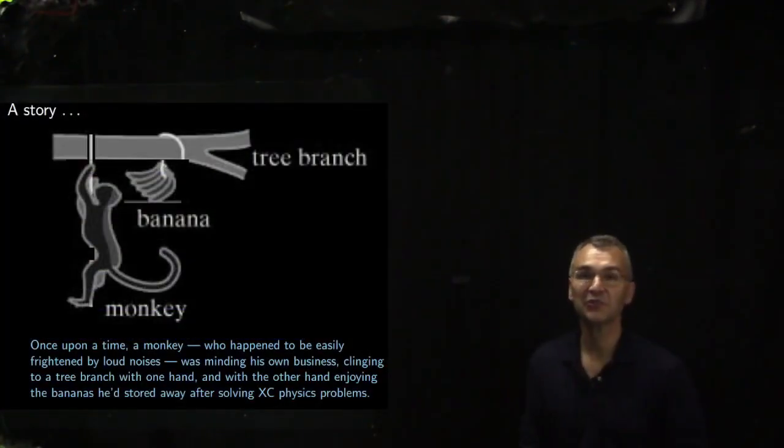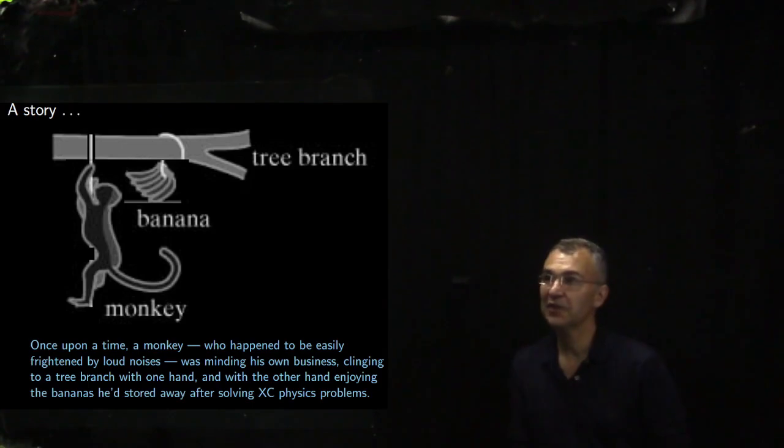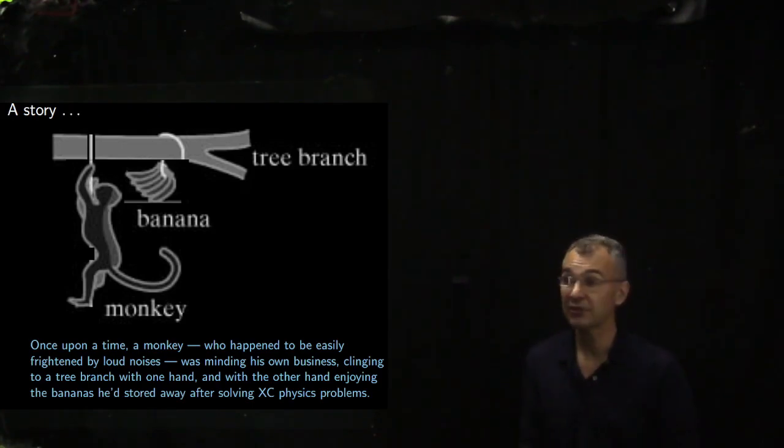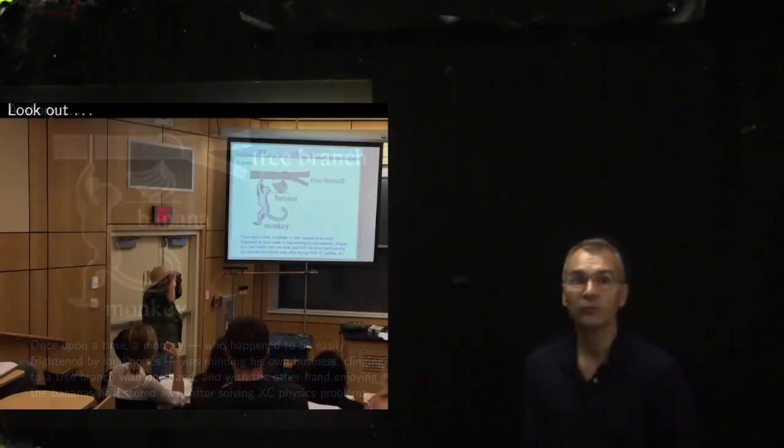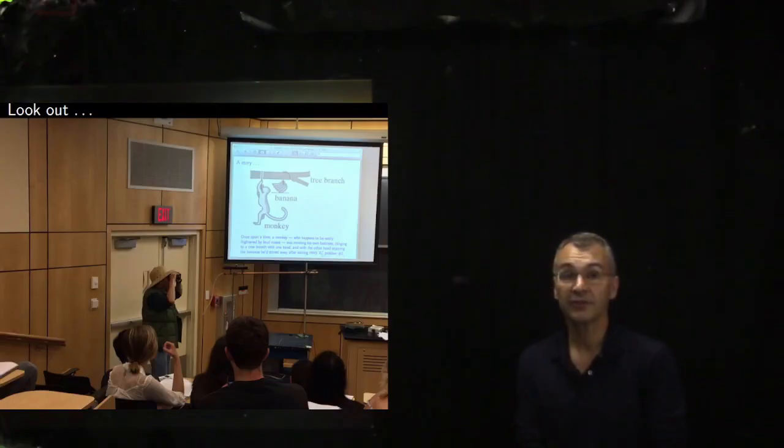Okay, it's time now to tell a story that appears in every introductory physics course, which is there is a monkey who just happened to be easily frightened by loud noises, and the monkey is minding his own business, clinging to a tree branch with one hand, and with the other hand, the monkey is enjoying some bananas he stored away. And then while the monkey is minding his own business, off in the distance comes an ecologist wearing a safari hat, and the ecologist doesn't want to hurt the monkey. The ecologist wants to collect a DNA sample for the primate genome project.